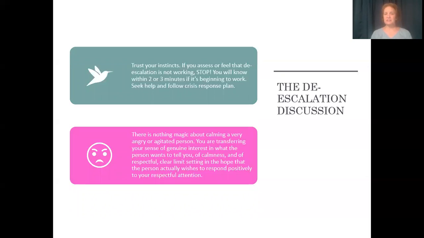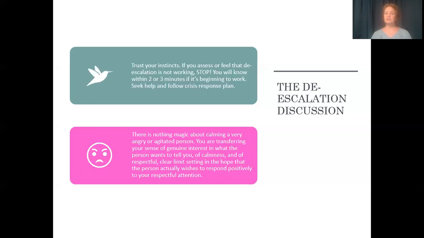Trust your instincts. If you feel that de-escalation is not working, and this slide suggests that you'll know within 2 or 3 minutes, I don't know, I've never timed it, that sounds reasonable, you're going to seek help and follow whatever your agency's crisis response plan is.